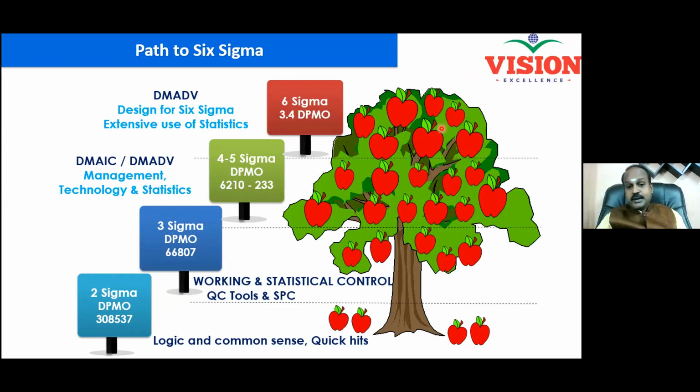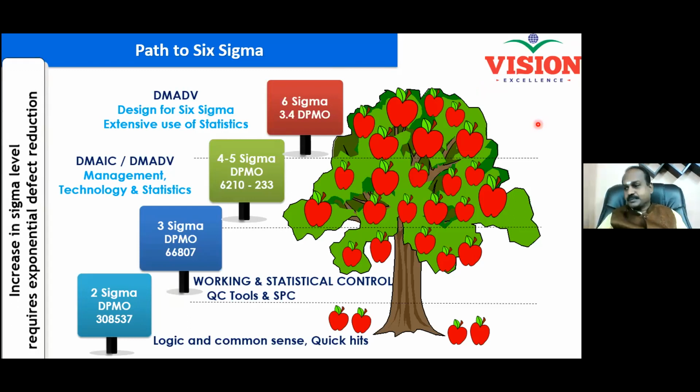And the second step, go to statistical process control. Third step, try to apply lean principles, lean tools and techniques. Fourth step, switch to DMAIC. And fifth step, automatically you will jump to DMADV. So this can be the best path, the right path towards becoming a world-class manufacturer and world-class service provider. So an increase in sigma level requires exponential defect reduction.